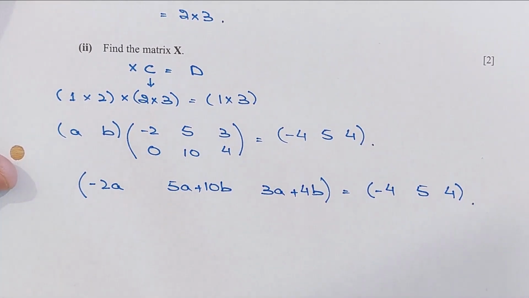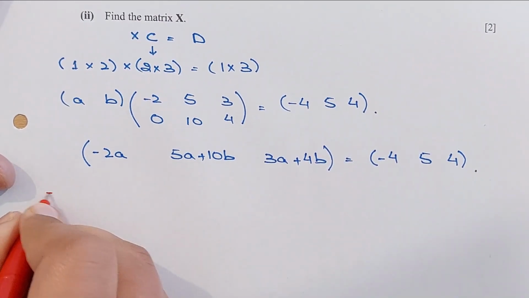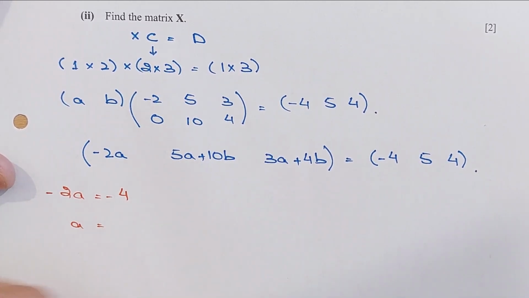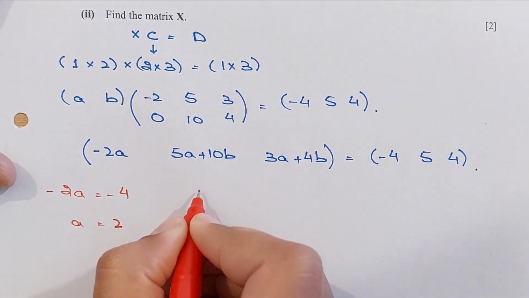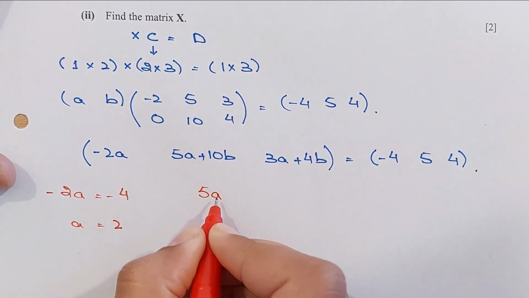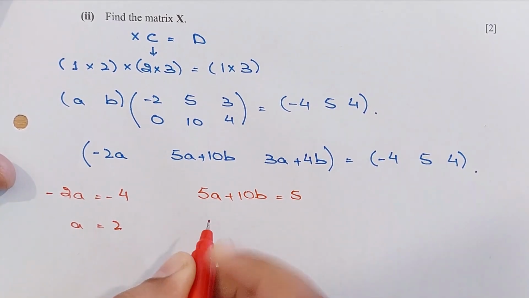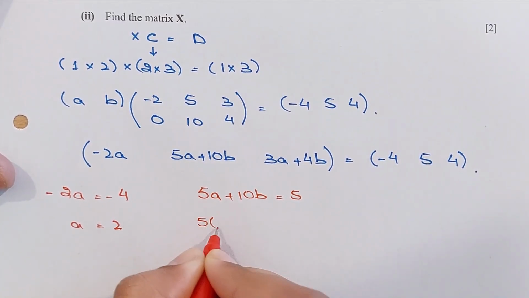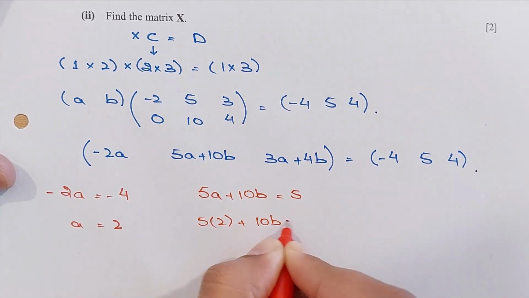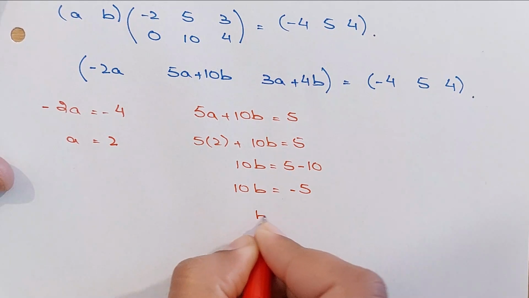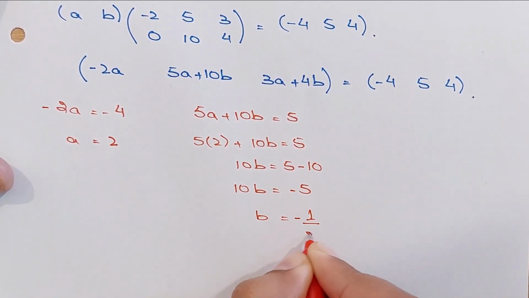By comparison, we can easily find A and B. Let's do it. So minus 2A equals minus 4. So A equals, negative is cancelled, 2 times 2 is 4, right? Now for 5A plus 10B, this is equal to 5. So the A value is 2. So this is 5 times 2 plus 10B equals 5. So 10B equals 5 minus 10. So 10B equals negative 5, and B value is minus 1 by 2.